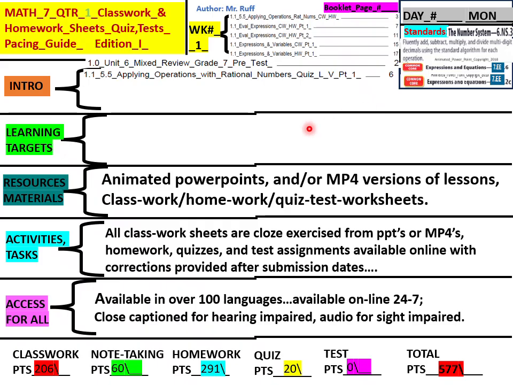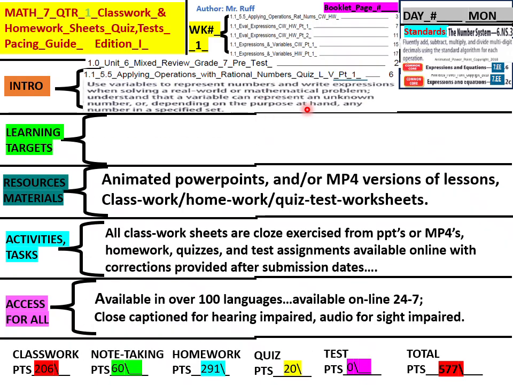And for our intro, for Week 1: use variables to represent numbers and write expressions when solving a real-world or mathematical problem. Understand that a variable can represent an unknown number or, depending on the purpose at hand, any number in a specified set.